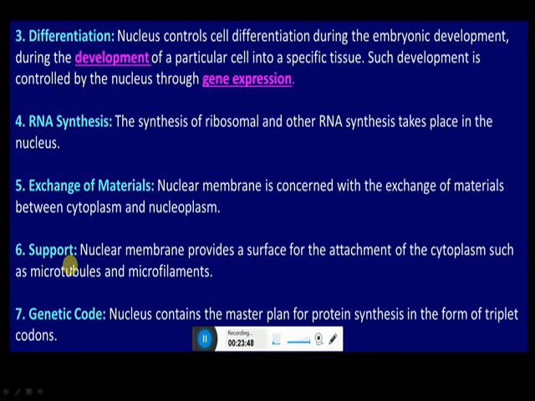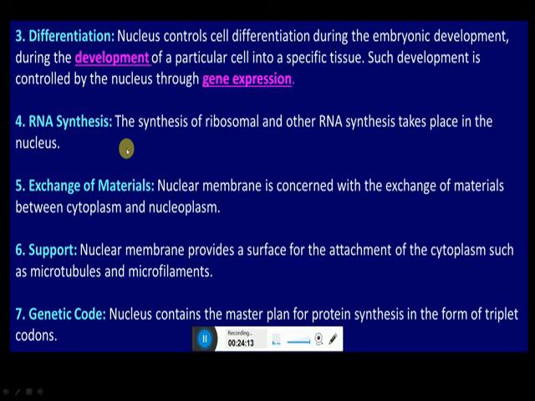And then the nucleus gives support. The nuclear membrane provides surface attachment for the cytoskeleton, that is microtubules and microfilaments. So it gives support to the shape and size of the cell. Then genetic code. The nucleus contains the master plan for protein synthesis in the form of triplet codons. So these are the functions of the nucleus. You have to remember 7 functions of the nucleus.